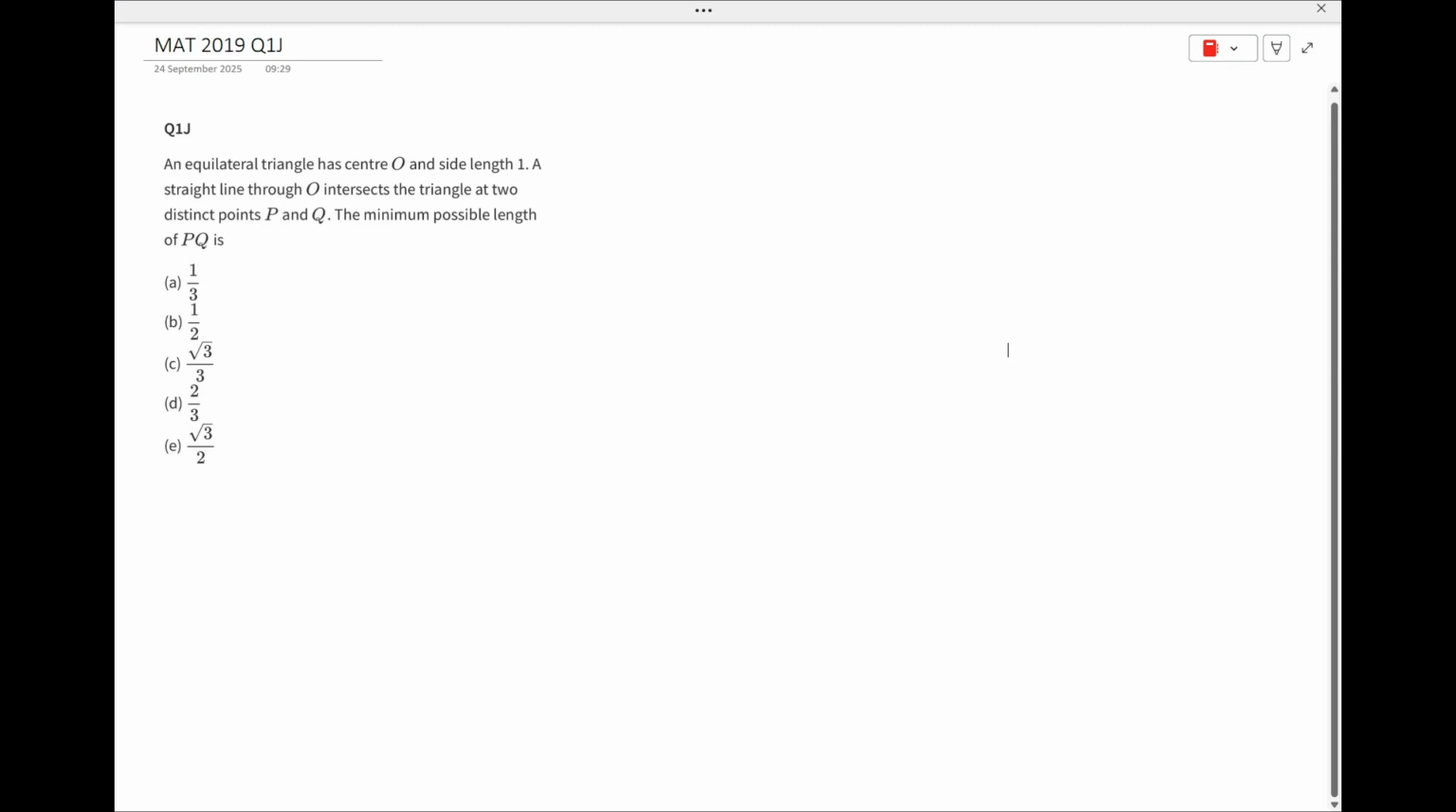So this is the MAT 2019 question 1J. Now, as soon as we start thinking about triangles, the first thing that jumps into my mind is always similar triangles. But in order to see that, you've got to get a decent diagram drawn, of course. So if we start off by drawing a roughly, oh, that's a terrible equilateral triangle. Let's at least try and get the base to be horizontal. Okay, there's our equilateral triangle.